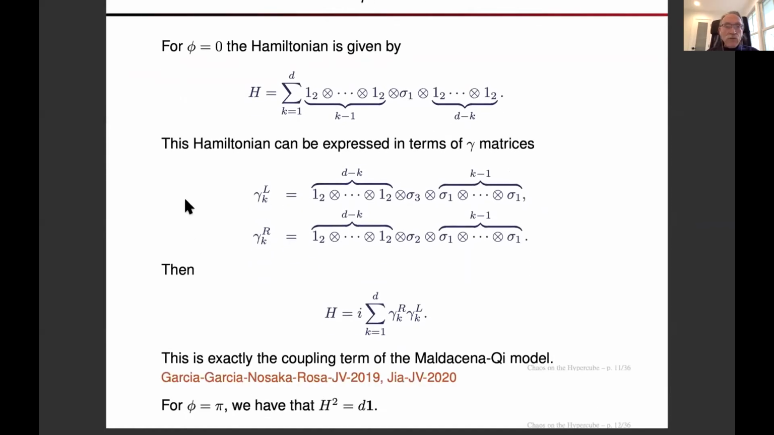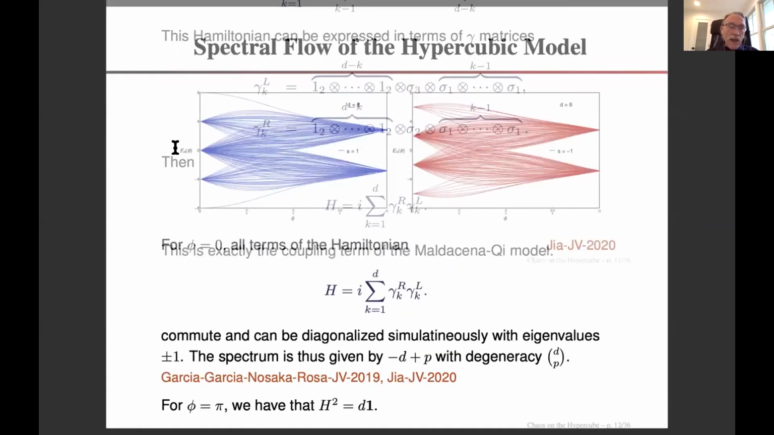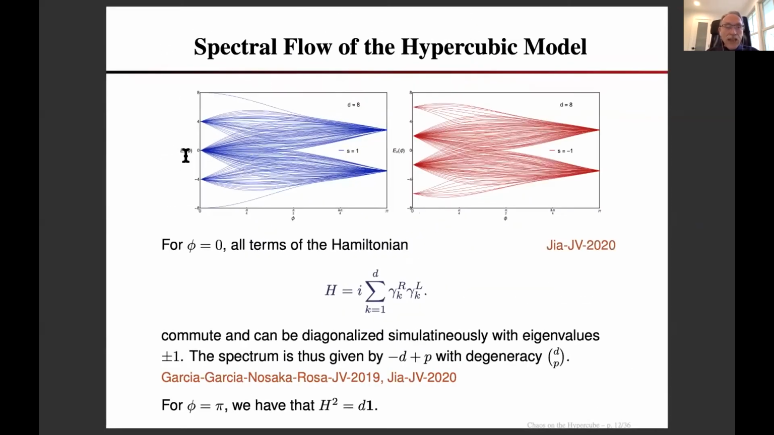If you look at the spectral flow, where here are plotted the eigenvalues, and this is for d equal to 8, as a function of the flux changes from 0 to pi. For zero flux, the system is integrable. The Hamiltonian is given by a sum of products of left and right gamma matrices. All these gamma matrices are different.